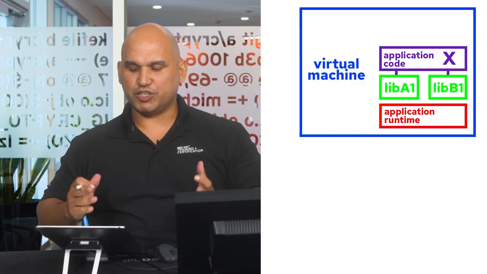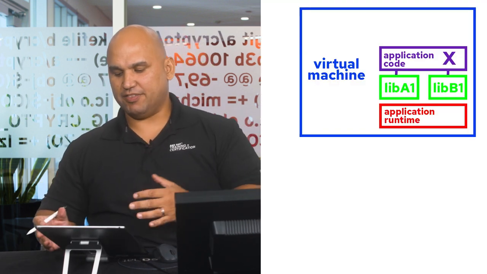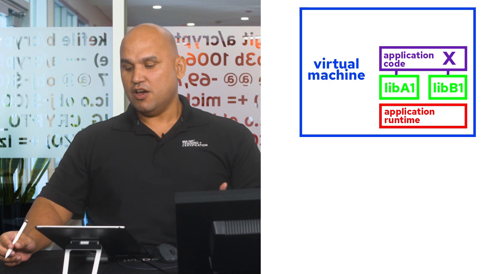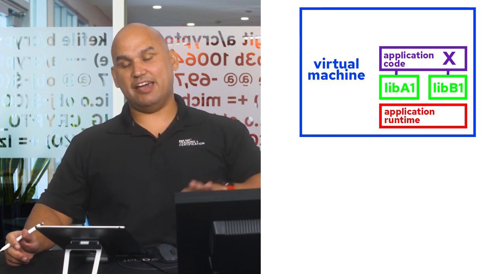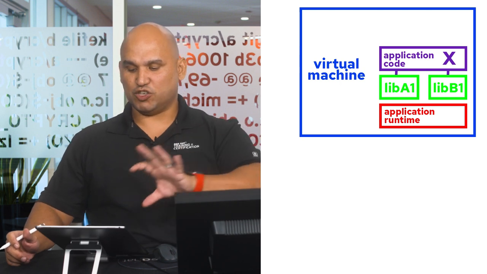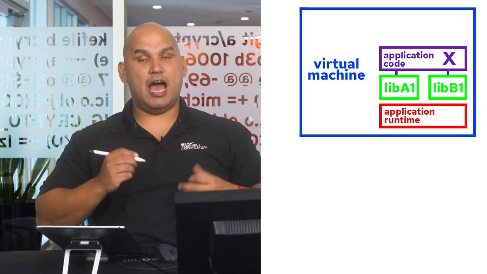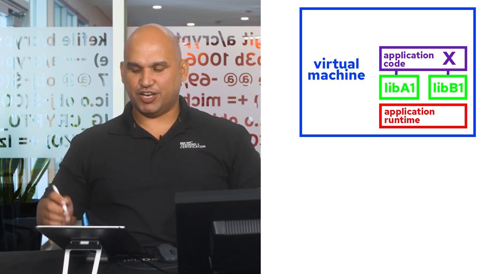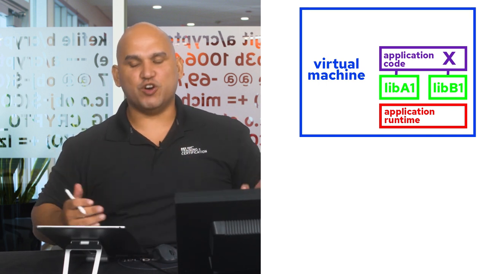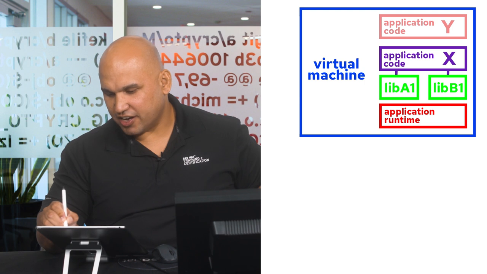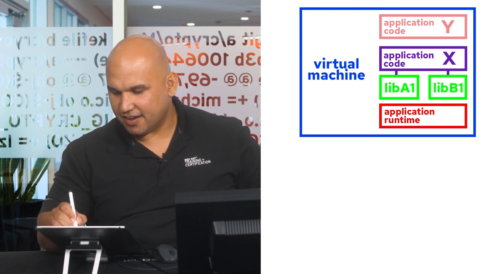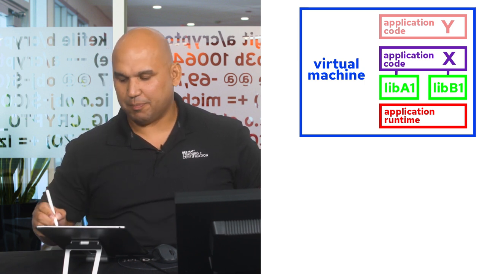We have a virtual machine, and on that virtual machine, we have the application runtime in red. We have the libraries that are needed by the application. So we have libA version 1, we have libB version 1 as well, and then we have the application code for application X. Now, on that same virtual machine, we need to go and run another application. And we are introducing application Y with this application code.